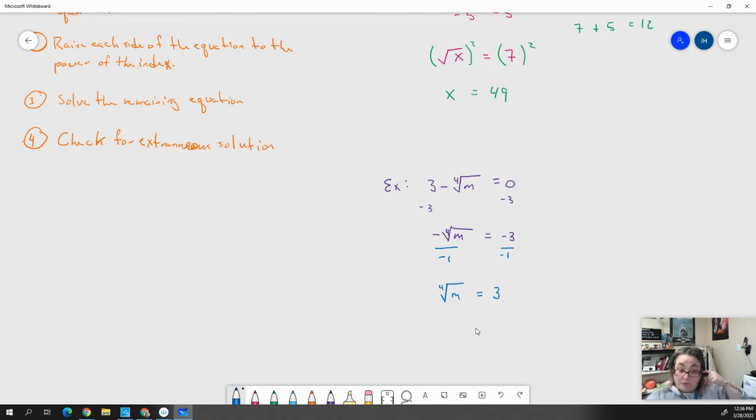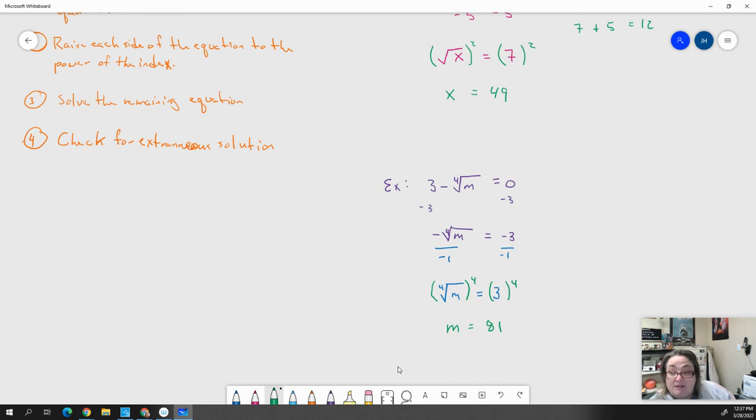So now we have the 4th root of m, right? And so we can start on step 2 where we raise each side of the equation to the power of the index. In this case, the power of the index is 4. So we are going to raise this to the 4th power and this to the 4th power. And what that does is it cancels our radical and we're left with m equals 3 to the 4th power. Well, 3 to the 3rd power is 27, so 3 to the 4th power would be 81, and that will be our solution. And we can check it.